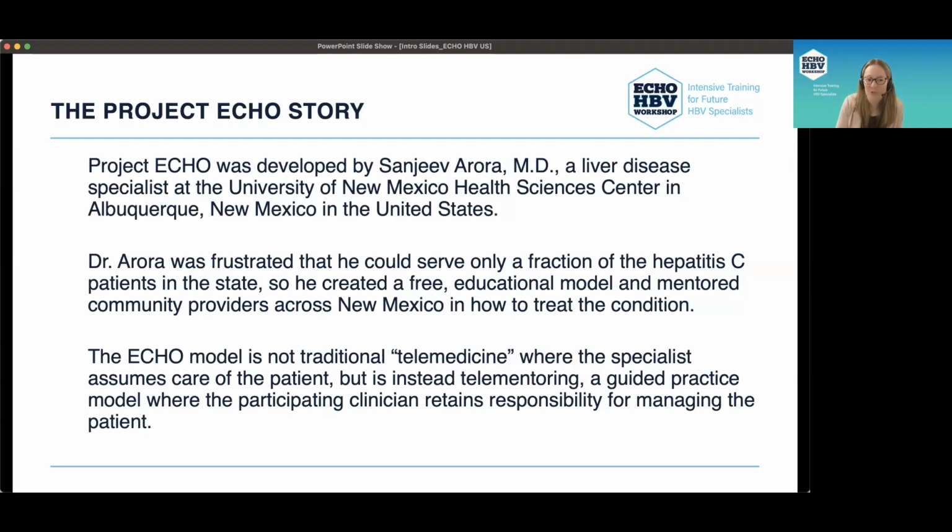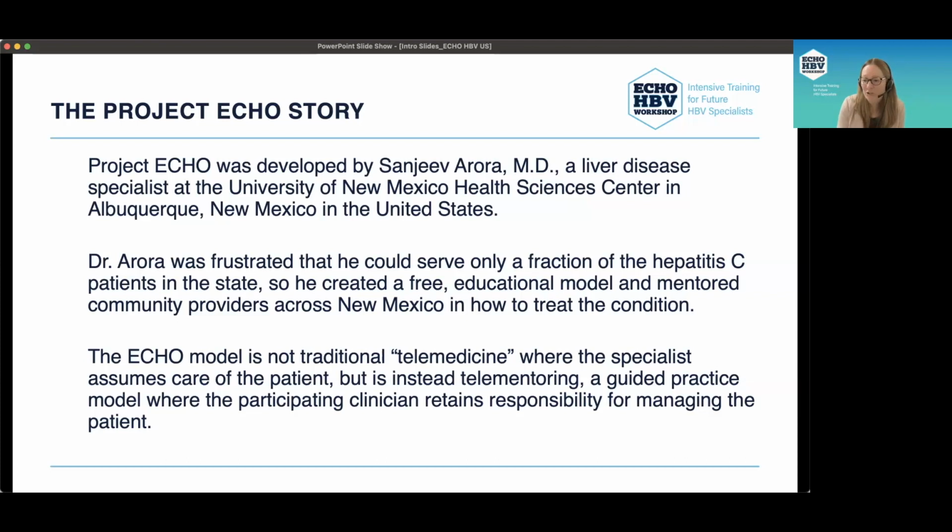So the Project ECHO story. Project ECHO was developed by Dr. Sanjeev Arora, who is a liver disease specialist at the University of New Mexico Health Sciences Center in Albuquerque. So this came about because Dr. Arora was frustrated that he could only serve a fraction of the hepatitis C patients in the state. So he created this free educational model and mentored community providers across New Mexico on how to treat the condition. So it's not a traditional telemedicine where the specialist assumes care of the patient, but instead it's more like telementoring, a guided practice model where the participating clinician retains responsibility for managing the patient.